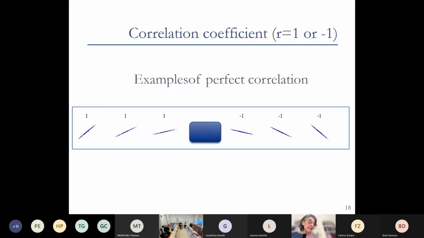So next slide. And here are examples of perfect correlation. These all have a correlation of 1 or -1, where I can predict. 1 meaning that as x goes up, y goes up. -1 means as x goes up, y goes down. The point is that in each of these cases, I can predict with complete confidence, if I have an x, what the y will be. That's my correlation of 1. Next slide, please.